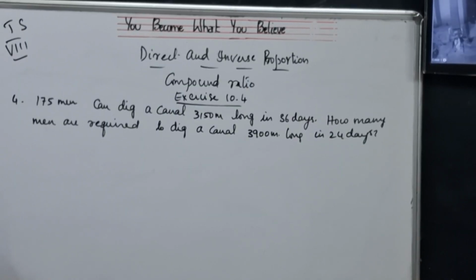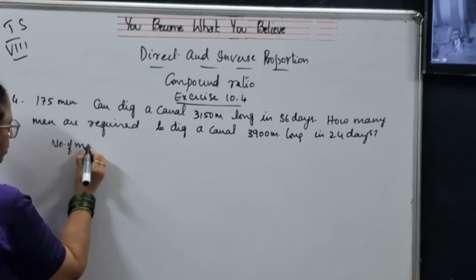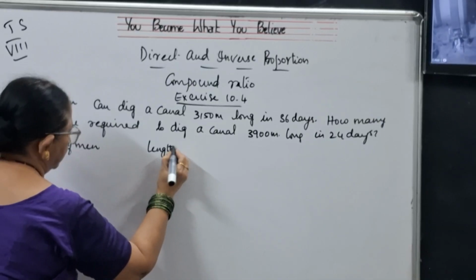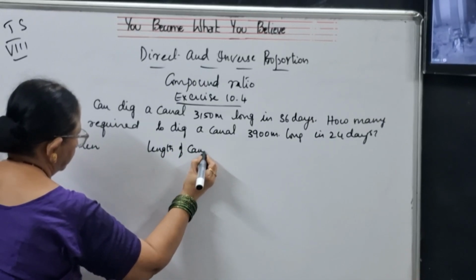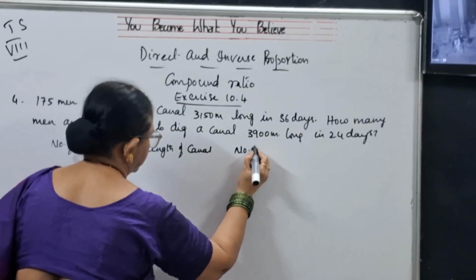Now, fourth question, children. 175 men can dig a canal 3,150 meters long in 36 days. How many men are required to dig a canal 3,900 meters long in 24 days? So, number of men, length of canal and number of days.